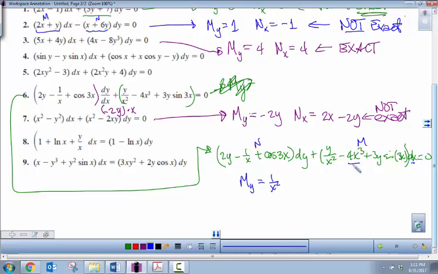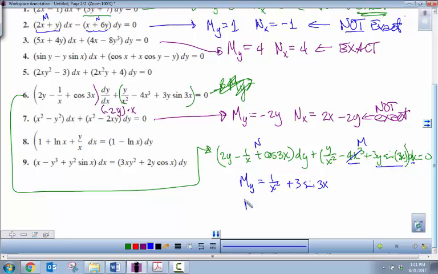The derivative of the second term will disappear because there are no y's in it. A derivative of 3y is 3. Oh, no, this is 3y times this. 3 sine 3x. Does that look right? That's the derivative of m.